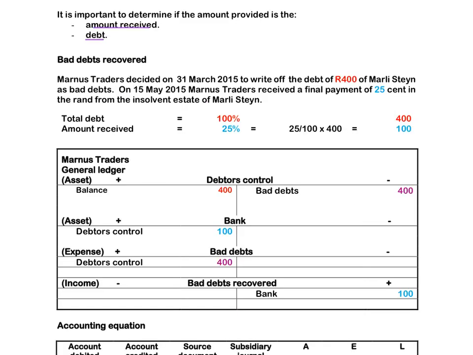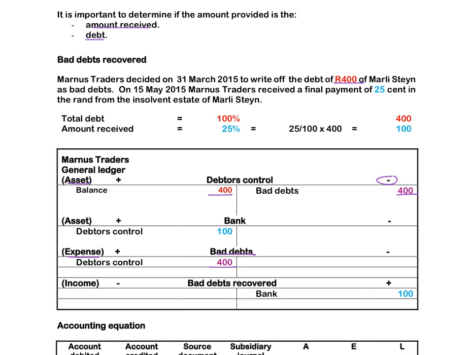Marnus traders decided on 31st of March to write off the debt of 400 of Marlistein as bad debts. The debtors control had a balance of 400. The debt is written off, so debtors control is credited to decrease the asset on the credit side. And the expense bad debt is created to increase expenses on the debit side with 400.